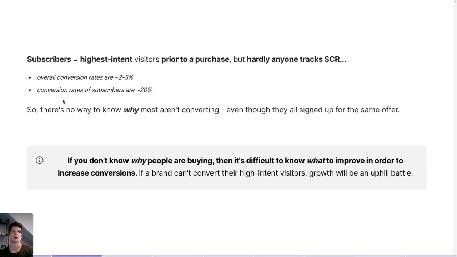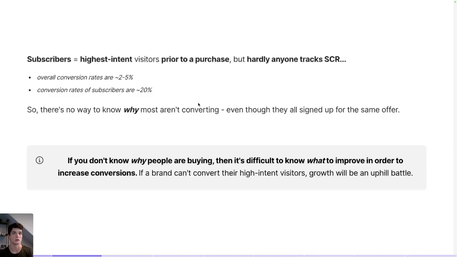Overall conversion rates across most e-commerce websites are like 2 to 5% on average. Conversion rates of subscribers are generally closer to 20%. And so there's no way to know why most aren't converting, even though they all signed up for the same offer. And if you don't know why people are buying, then it's difficult to know what to improve in the first place. If a brand can't convert their highest intent visitors, then converting anyone who's lower intent is going to be a great challenge.